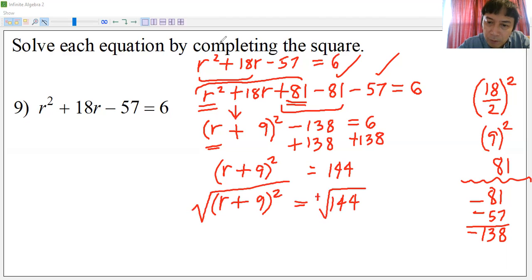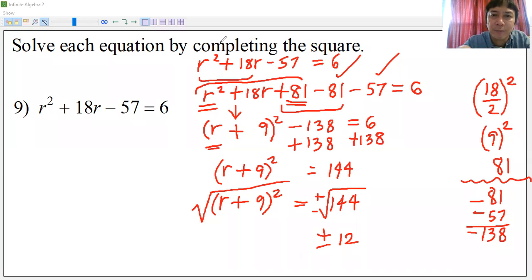Okay. There. Because we will have plus or minus the square root of 144, which is plus or minus 12. Okay. Plus or minus 12. That means if you square negative 12, that's a positive 144. If you square a positive 12, that is also a positive 144. So there are two values.